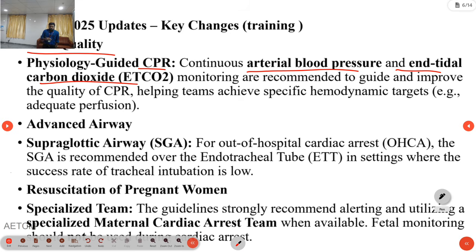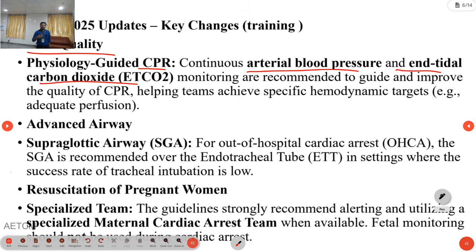We know waveform capnography has a lot of importance, especially in the case of cardiac arrest, and it has a lot of uses. I'll tell you certain uses of waveform capnography. It is the gold standard method for confirming the position of the endotracheal tube. And while performing chest compressions, if the ETCO2 values are less than 10 millimeters of mercury, we need to improve the quality of chest compressions.